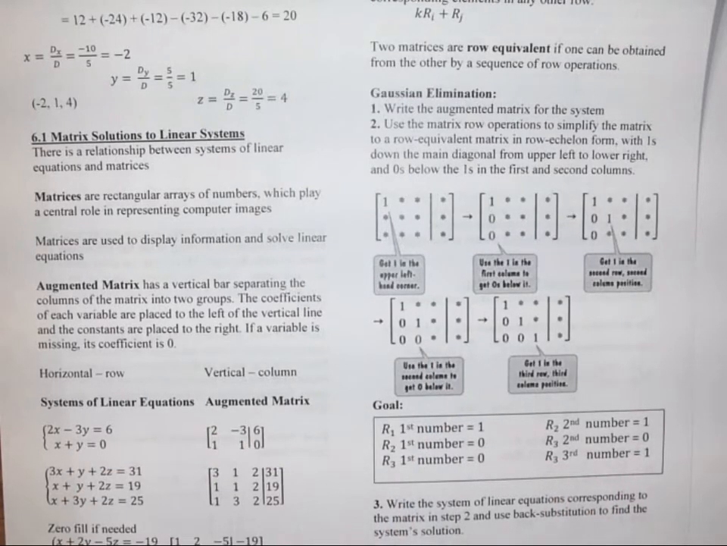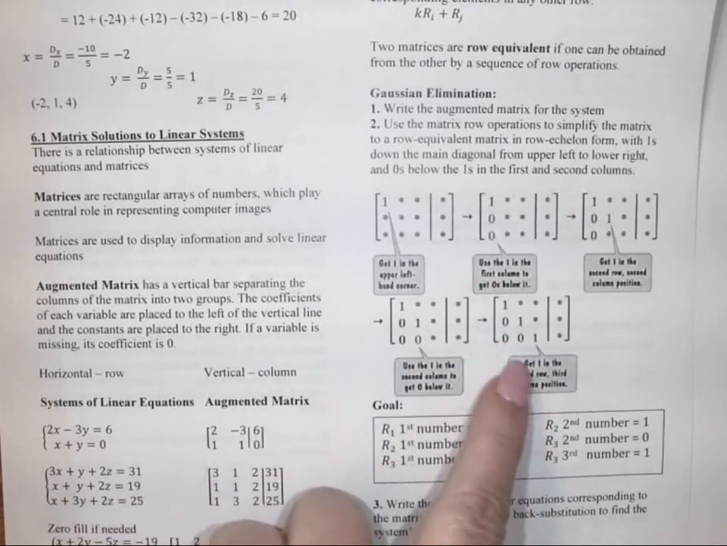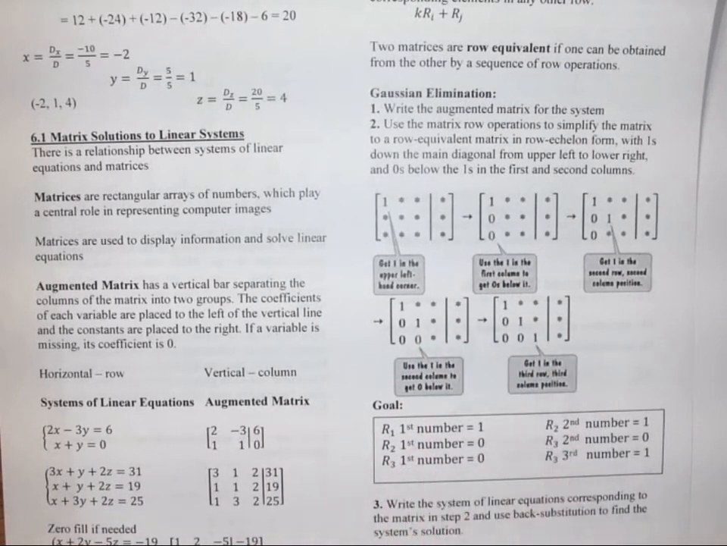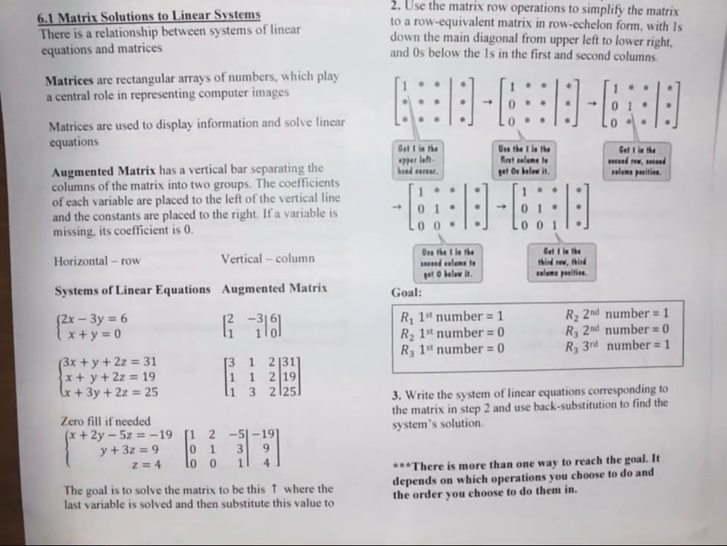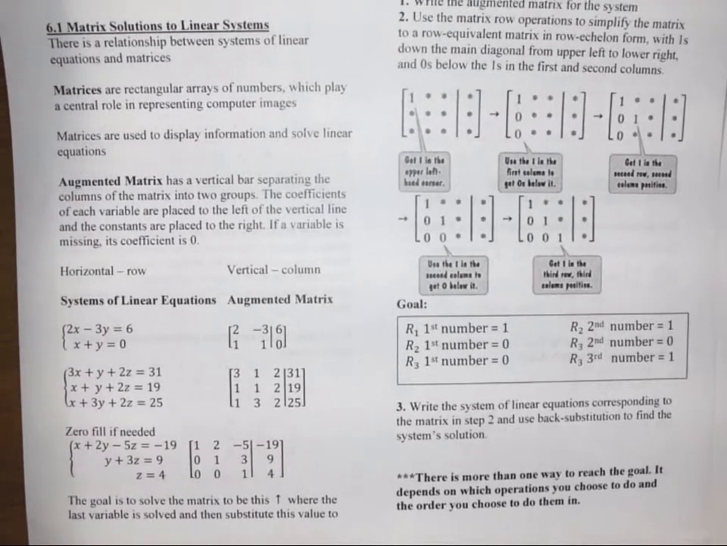Then we'll write the system of linear equations corresponding back to the matrix in step 2 and use back substitution to find it. So this is our goal, what it looks like right there. This is wording it out like what we're looking for. There is more than one way to reach the goal. It just depends on which operations you choose to do and the order you actually choose to do them in. So you can get to the same answer but in different ways. All right, so let's go work some matrices.